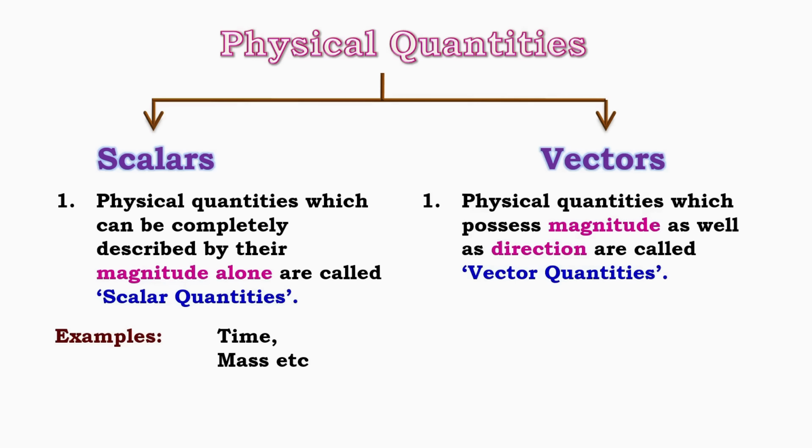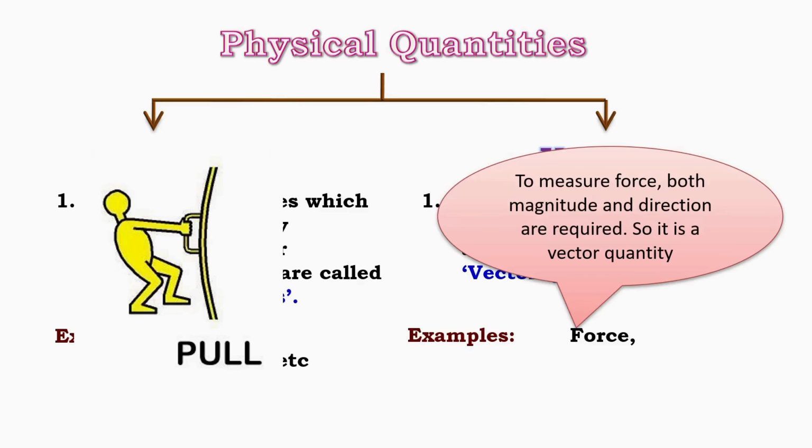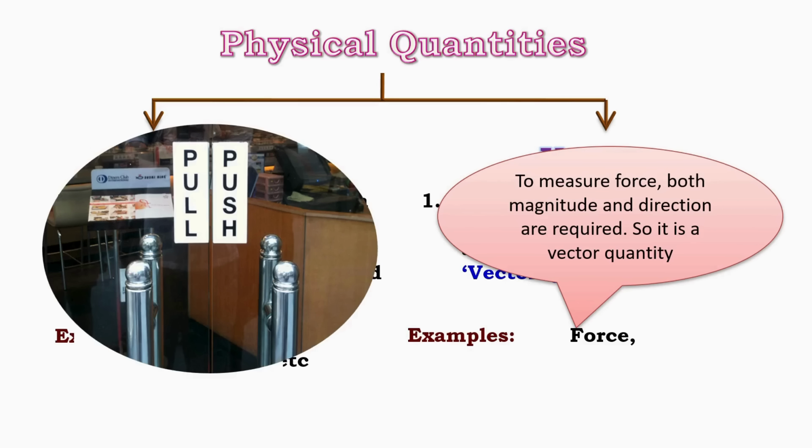Vectors definition. Physical quantities that have both magnitude and direction are called vector quantities. To measure force, we need to know how strong the force is and in which direction it acts. So, force is a vector quantity. When we push or pull an object, the direction of the push or pull matters. Hence, push and pull represent vector quantities.